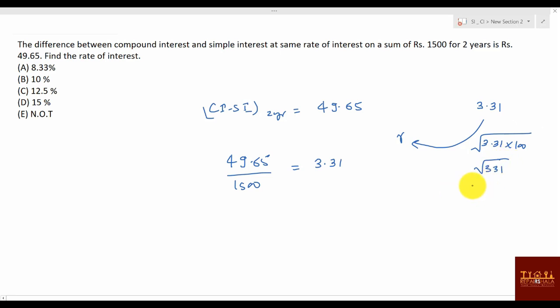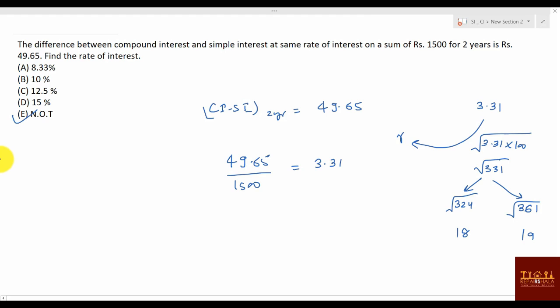Square root of 331 will be in between what? It will be between 324 and 361. Square root of 324 is how much? 18, and this one is 19. Means your rate of interest will be in between 18 and 19. Any option is there? No. So none of these. Clear?